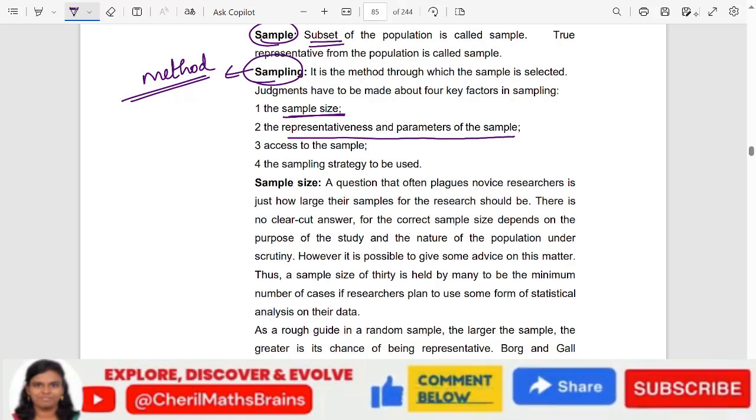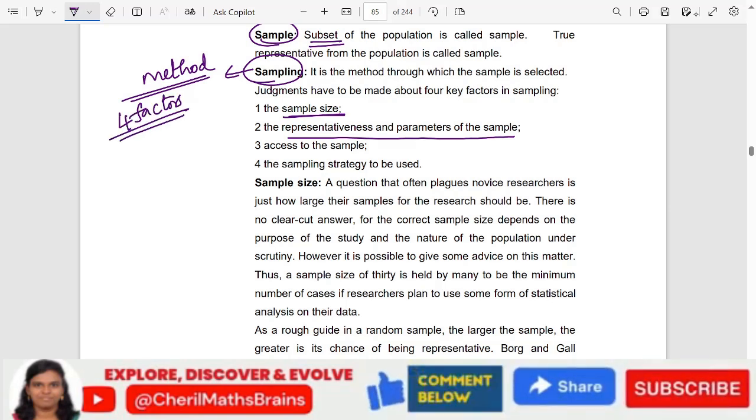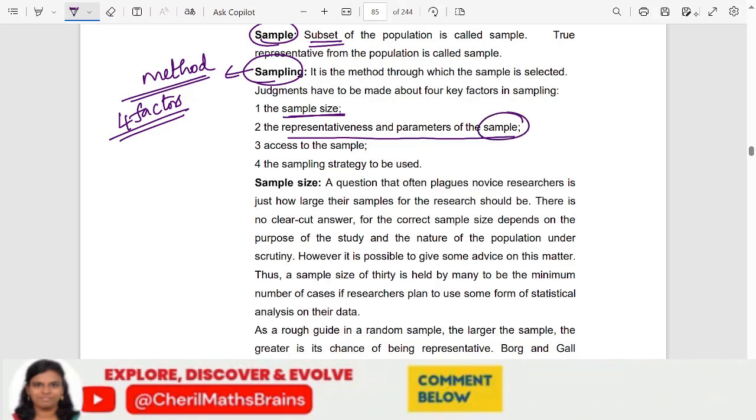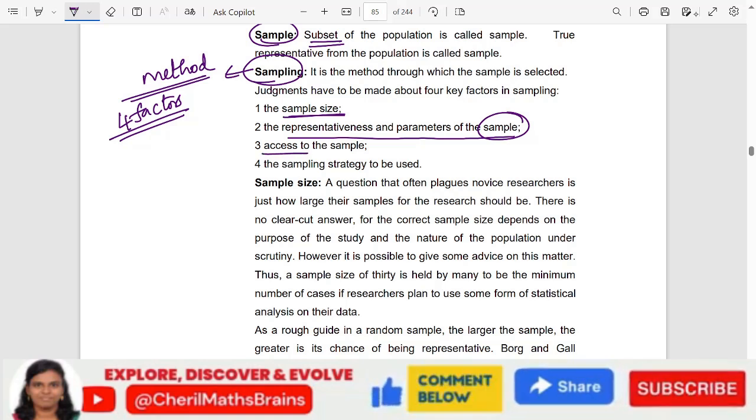So there are 4 factors for sampling. The 4 factors are: the sample size, the representativeness, that is, who the sample is going to represent and what it is going to look like, and how you are going to approach, that is the access, and the sampling strategy. How you are going to select a group alone. If I plan to take only a particular group, how I am going to do that. These are the 4 factors of sampling.